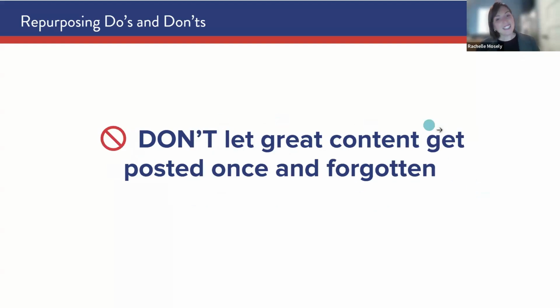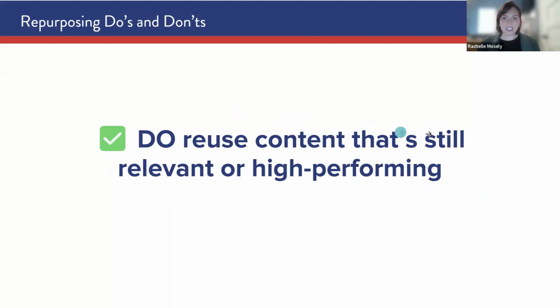And then don't let great content get posted once and be forgotten. This goes back to what I said earlier. Go back through your archives, look through your old newsletters, your old blogs, your old volunteer interviews, and find something that really clicked and resonated with people, what performed really well, and say, okay, how else can I use this? So do reuse content that is still relevant or high performing. Like I said, you can go on your Meta dashboard and see what posts have performed the best in the last quarter, or even the year, or even longer than that, and see what those top things are and think about how to repurpose those.